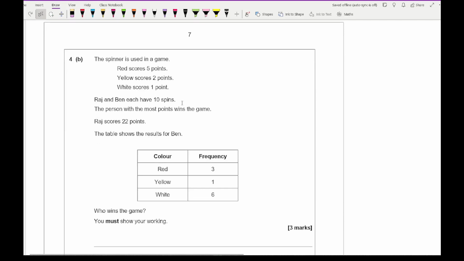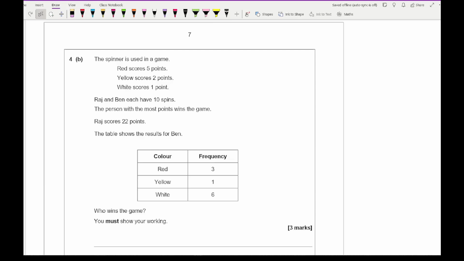Moving on to 4b, it says the spinner is used in a game. Red scores 5 points, yellow scores 2 points, white scores 1 point. Raj and Ben each have 10 spins. The person with the most points wins the game. Raj scores 22 points. The table shows the results for Ben. Who wins the game?